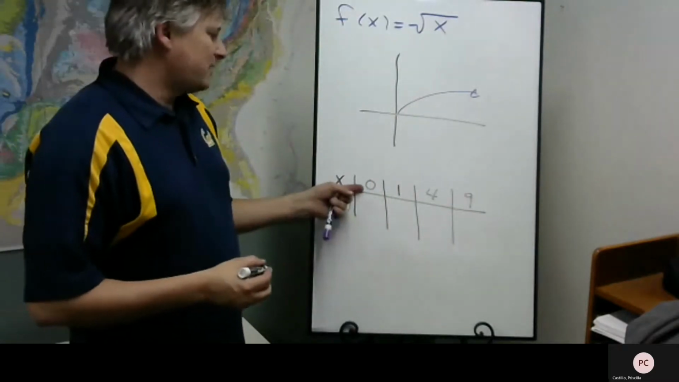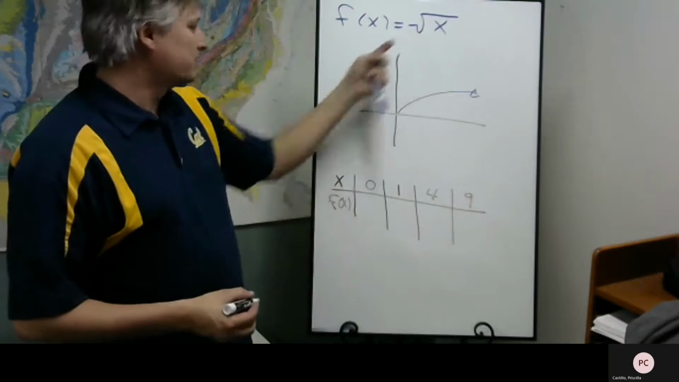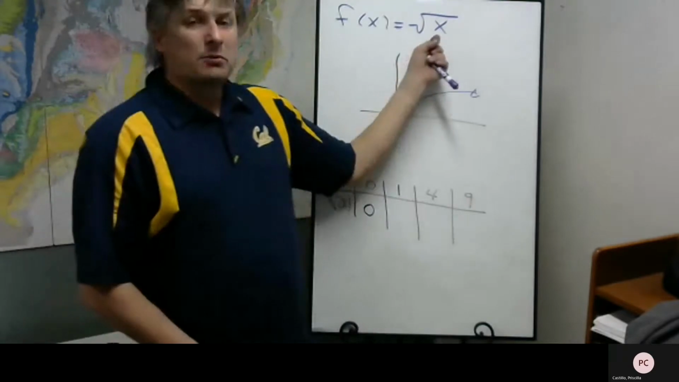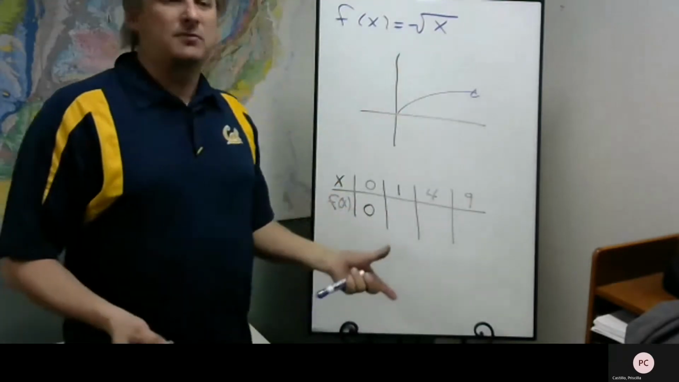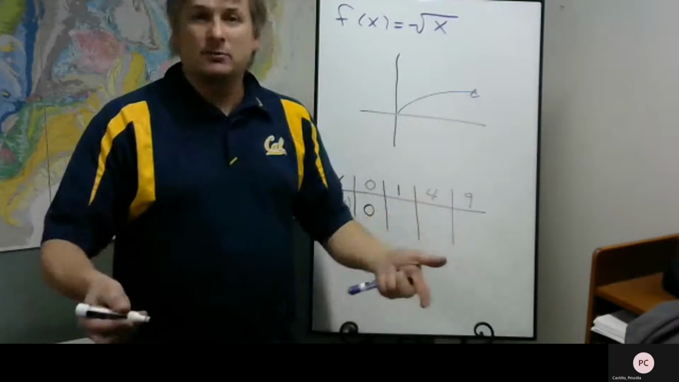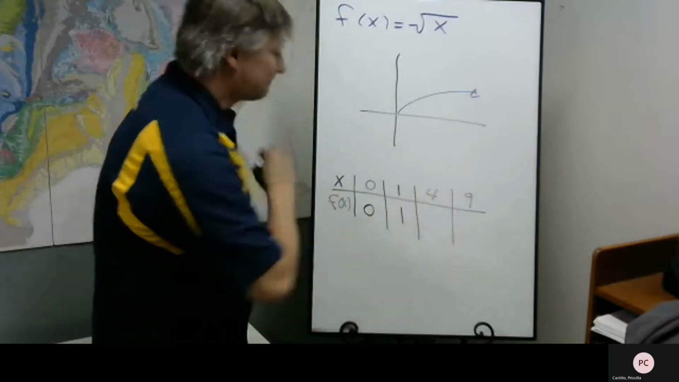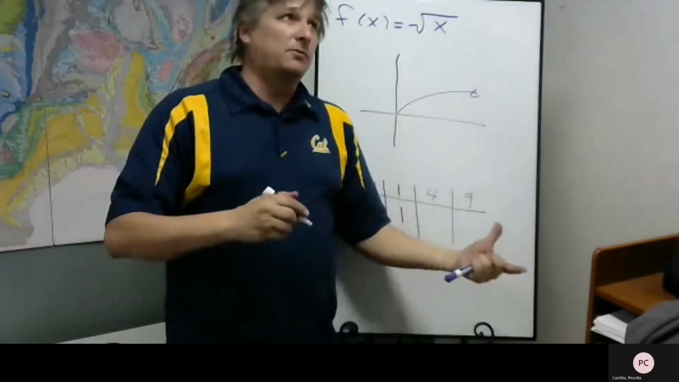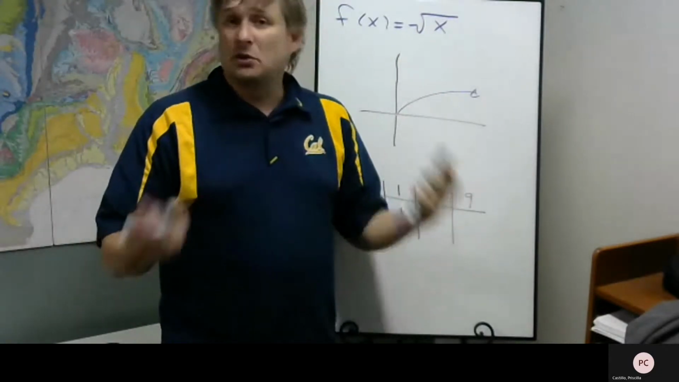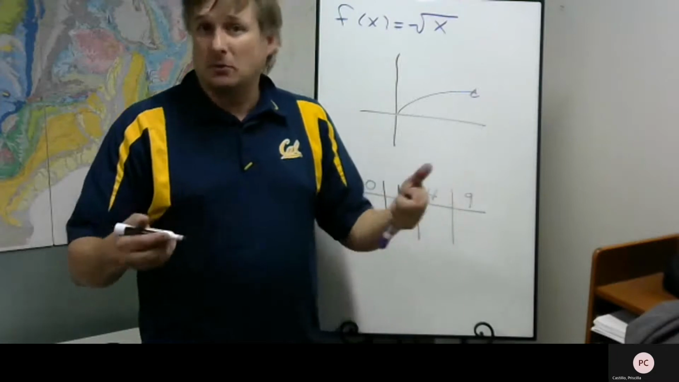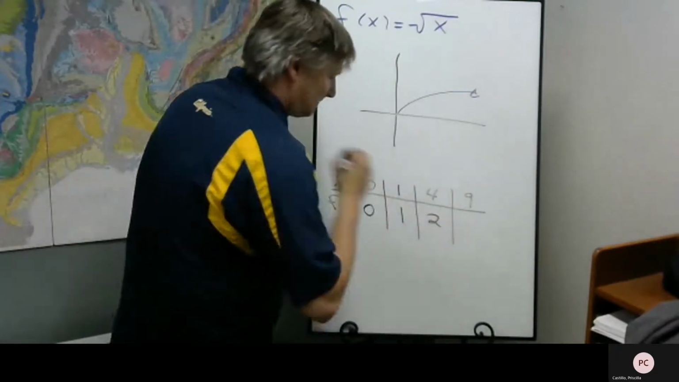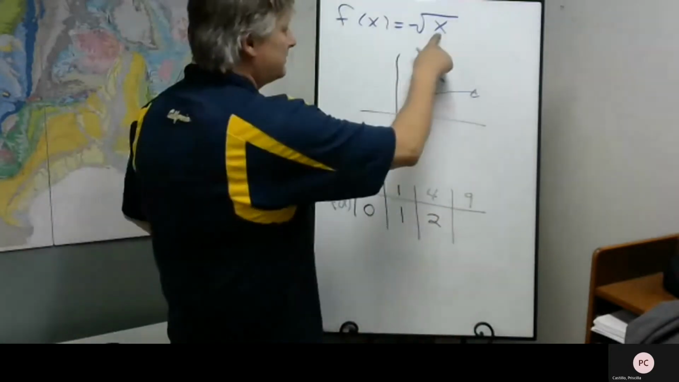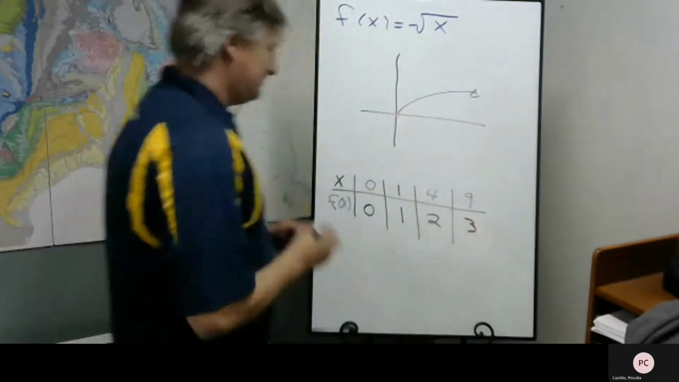So what number times itself gives us 0? Taking the square root of 0, well, that's going to be 0. Now we're taking the square root of 1. Well, what number times itself gives you 1? Well, 1 times 1 gives you 1. So that's 1. Taking the square root of 4. A number times itself gives you 4. Well, that's 2. 2 times 2 is 4. And same thing here. 3 times 3 gives you 9, so the square root of 9 is going to be 3.